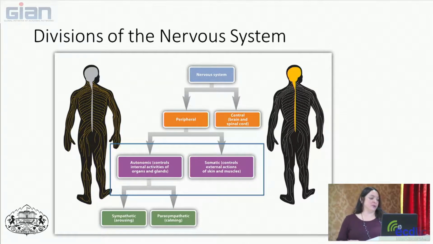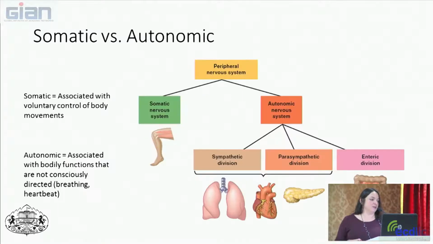Okay, and the peripheral nervous system is then broken down further into the autonomic and the somatic nervous system. The autonomic nervous system controls the internal activities of the organs and the glands, while the somatic nervous system controls the external actions of the skin and the muscles. We're going to talk a little bit more about these.